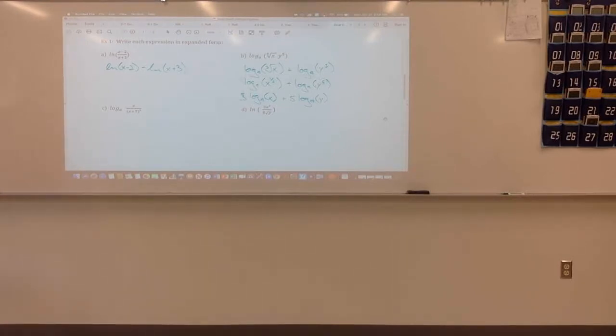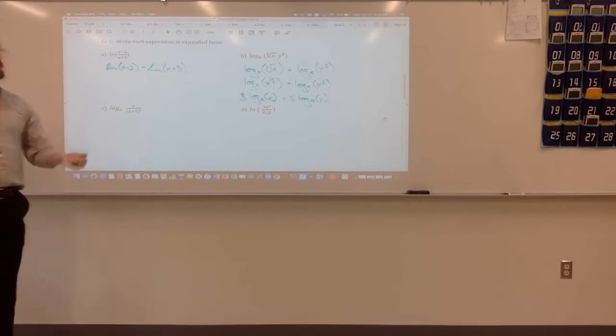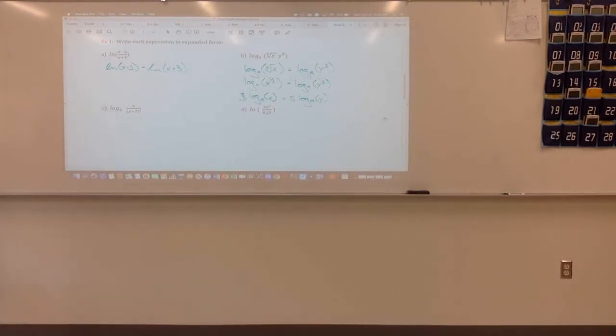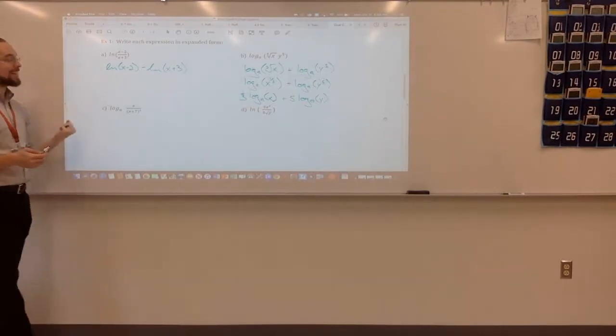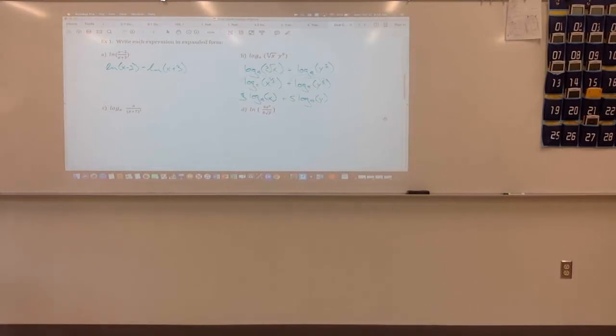Okay, so we're just using these three rules to expand as far as possible. Whenever we see multiplication or division, I'm splitting it up into two separate logs using addition or subtraction. And then whenever we see an exponent, we're bringing that out front as a coefficient.